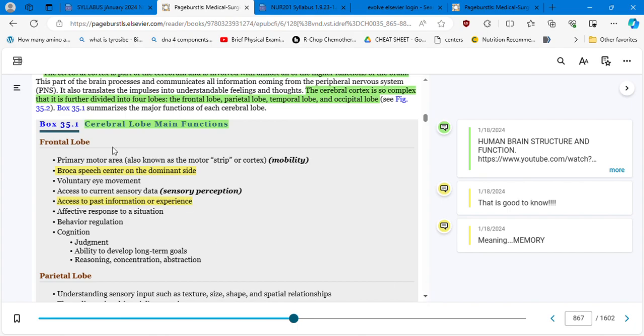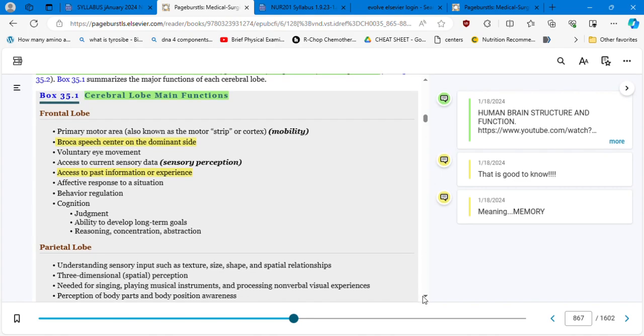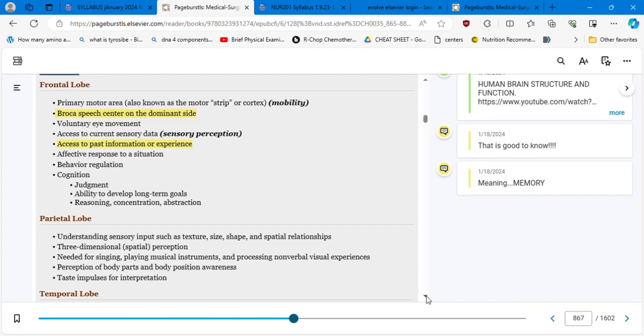Now, the frontal lobe, what I really want you to know is the Broca speech center on the dominant side. The Broca speech is in the frontal lobe, okay? And access to past information or experience is memory, okay? It's the same as describing this as memory. And that's another thing that is good to know. The frontal has the memory aspect of the brain, and the Broca speech. Both are good to know.